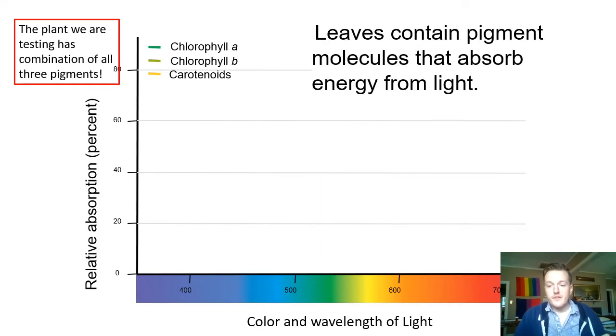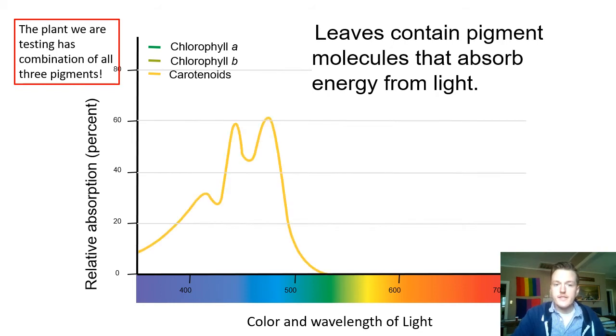So the molecules that are actually doing the work in absorbing these wavelengths of light are the pigment molecules. And so there's a couple that we're looking at: chlorophyll A, chlorophyll B, and carotenoids. And so the plant that we're testing has a combination of all three of these kinds of pigments. And so they're a little bit different in how they function.